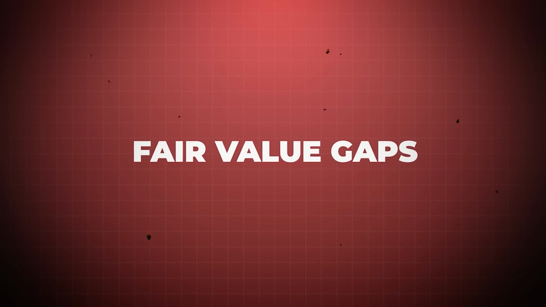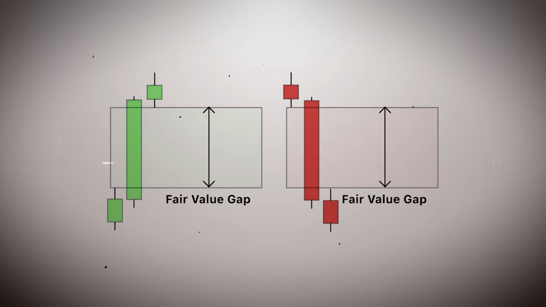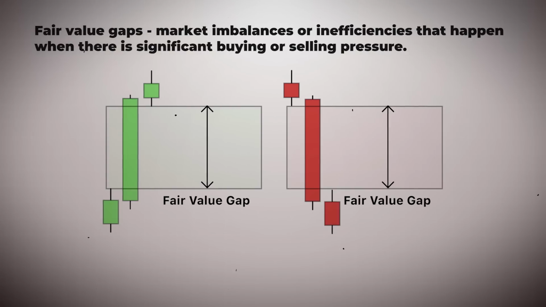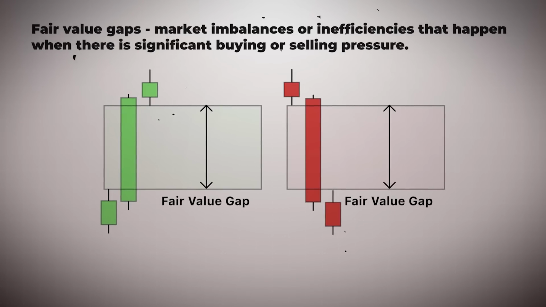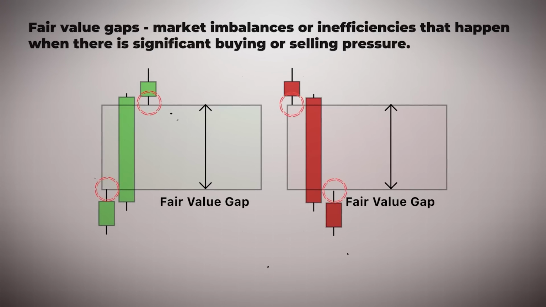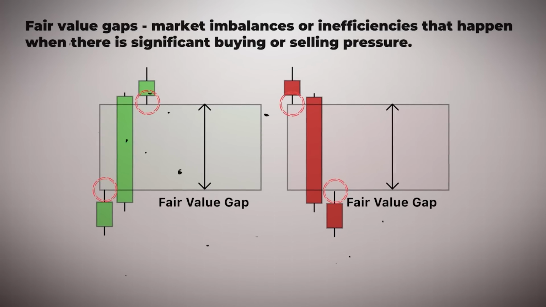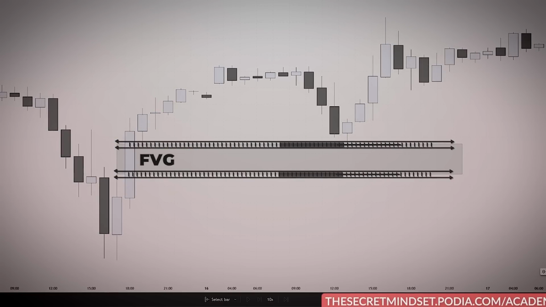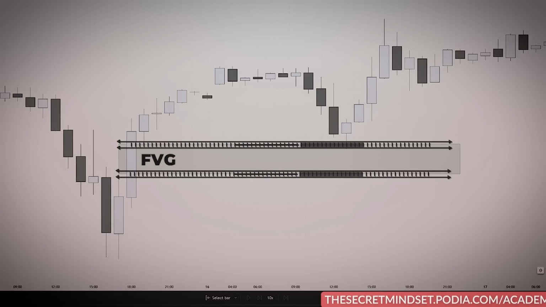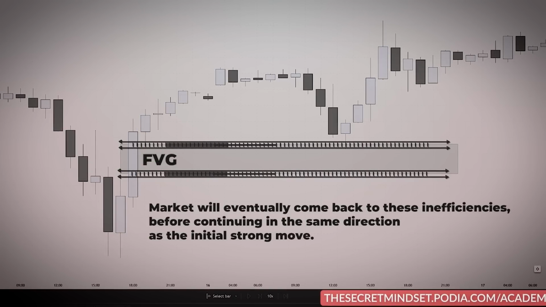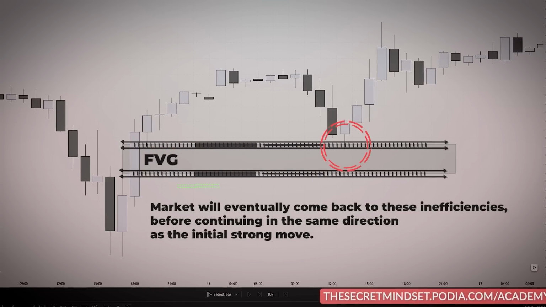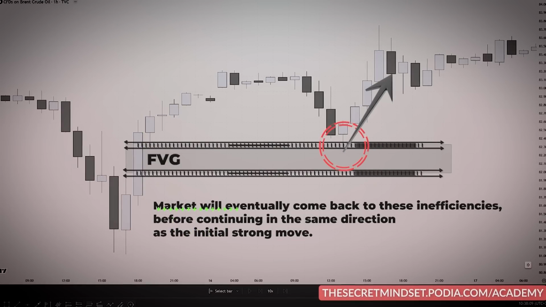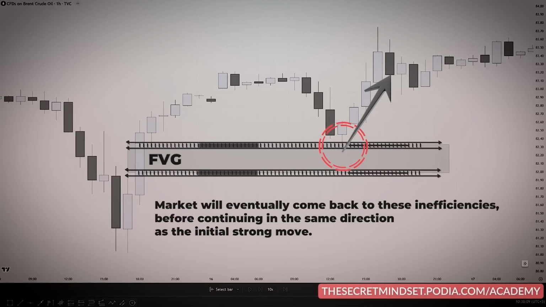Fair value gaps are used to detect market imbalances or inefficiencies. These imbalances happen when there is significant buying or selling pressure. When you look at a chart, you'll notice that most of the time, the price tends to retrace and leave wicks on both sides of the candles. Sometimes you can see candles with no overlap on either side, which is what we call a fair value gap. The idea behind fair value gaps is that the market will eventually come back to these inefficiencies before continuing in the same direction as the initial strong move. This is similar to the principle of supply and demand trading.